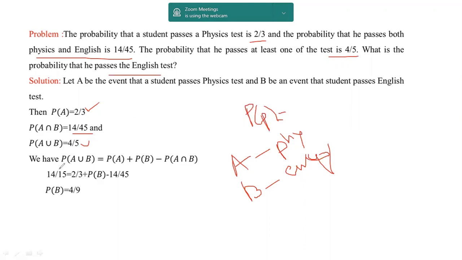So using the addition theorem, probability of A union B is equal to probability of A plus probability of B minus probability of A intersection B. They are asking what is the probability of passing the English subject. That is nothing but we want only probability of B. Probability of A union B is given as 4 by 5, probability of A is given as 2 by 3, probability of A intersection B is given as 14 by 45. If we substitute, we get the probability of passing English as 4 by 9.